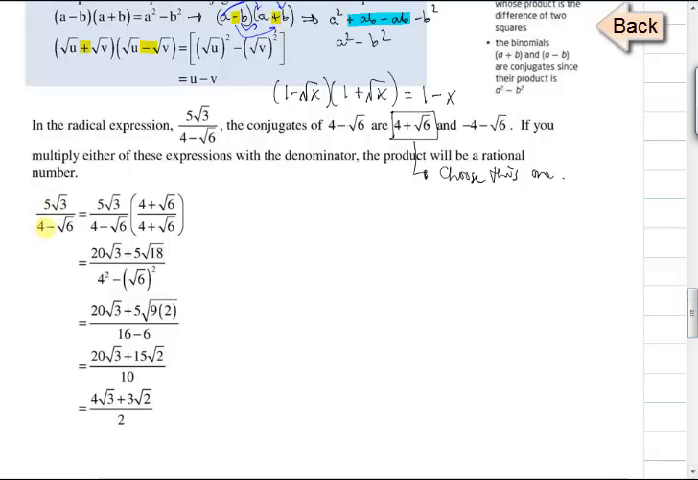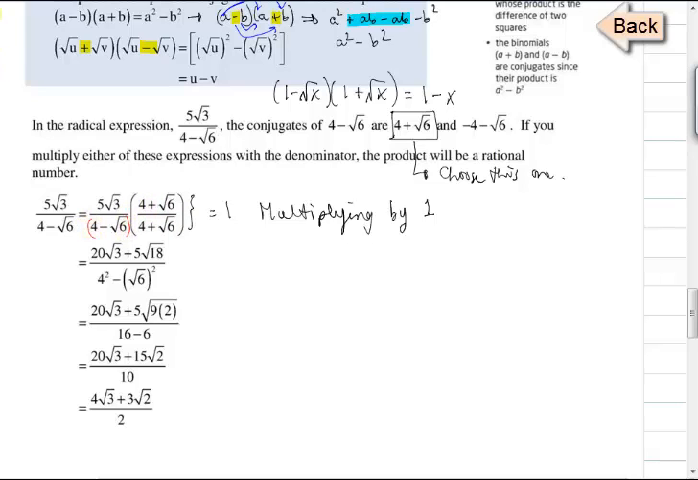We have 4 minus root 6. Its conjugate is 4 plus root 6, so we're going to multiply both the numerator and the denominator by 4 plus root 6. Remember that this equals 1, and we are multiplying by 1. Okay, and that doesn't change the value of the expression when we multiply by 1.